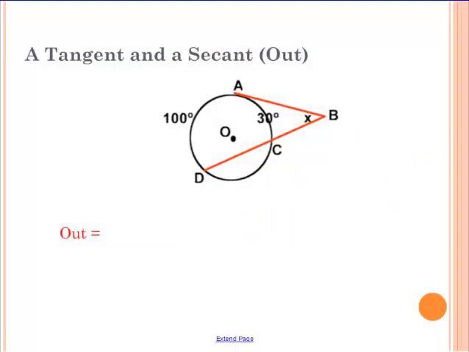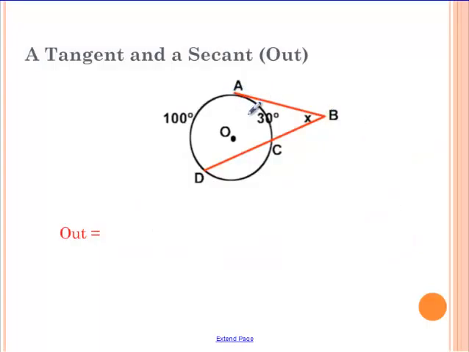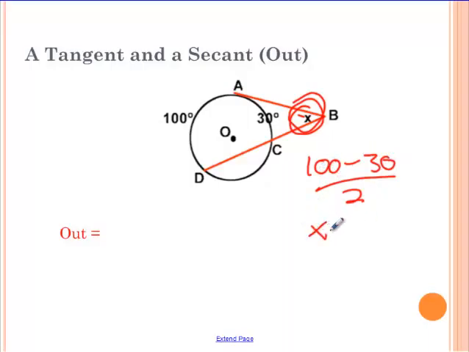So angles outside the circle, even if it's a secant and a tangent versus this one being two secants where the two lines go through the circle, since this one's just a tangent, it's still an angle that's outside the circle. This physical angle is outside the circle, so you're still doing big minus small divided by 2. 100 minus 30 is 70, so x is 35. So this is still the same, big minus small divided by 2.